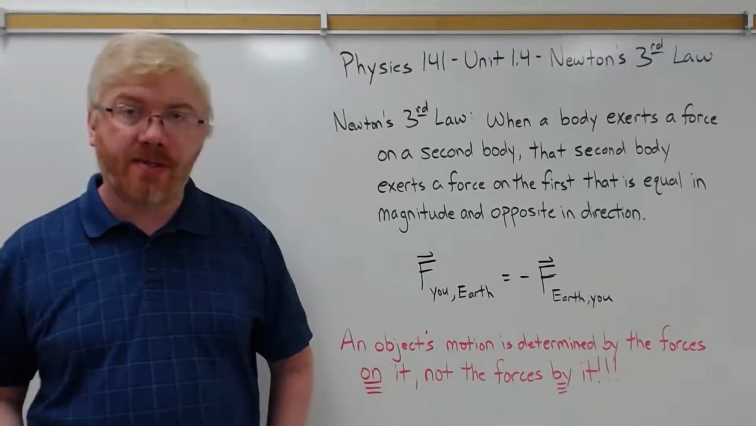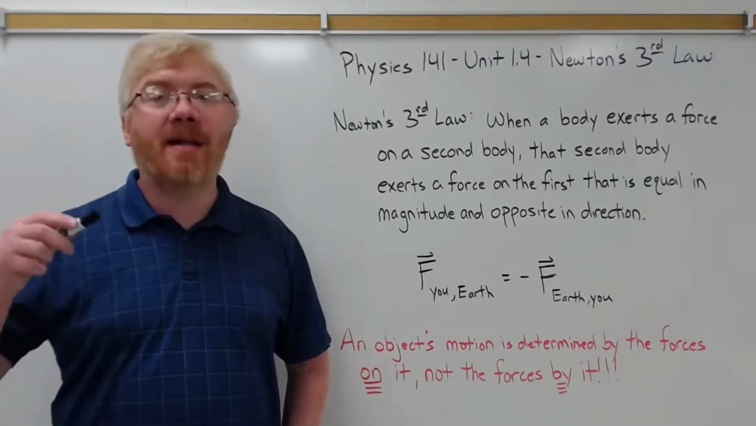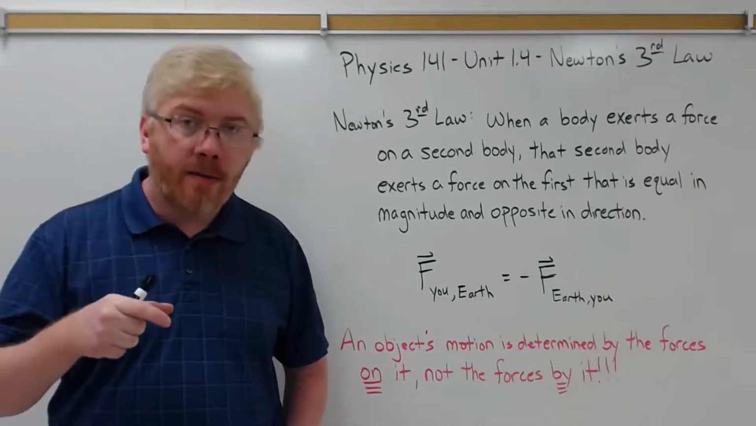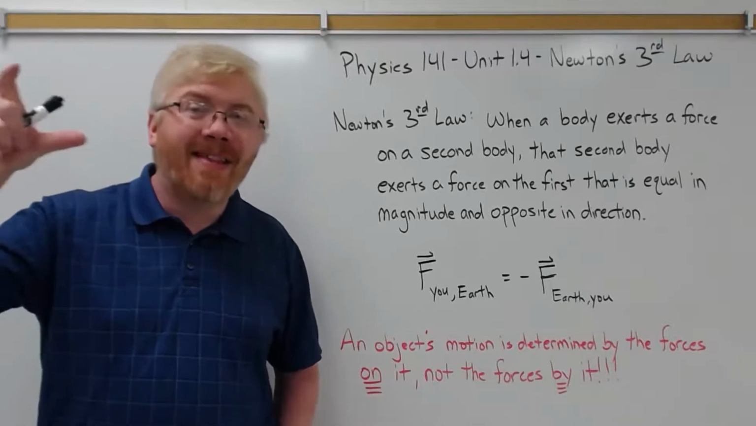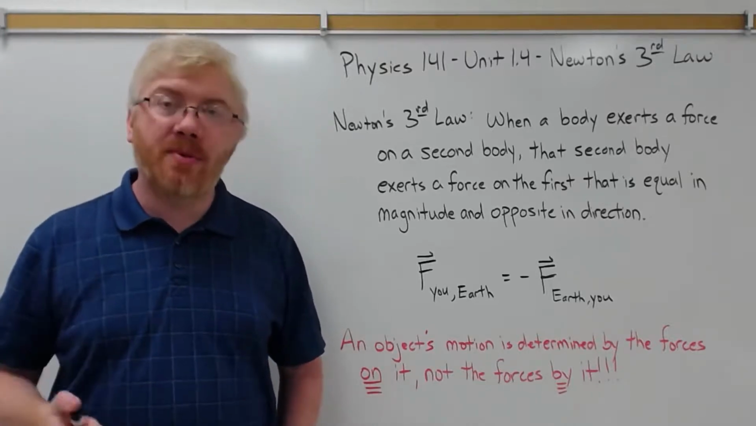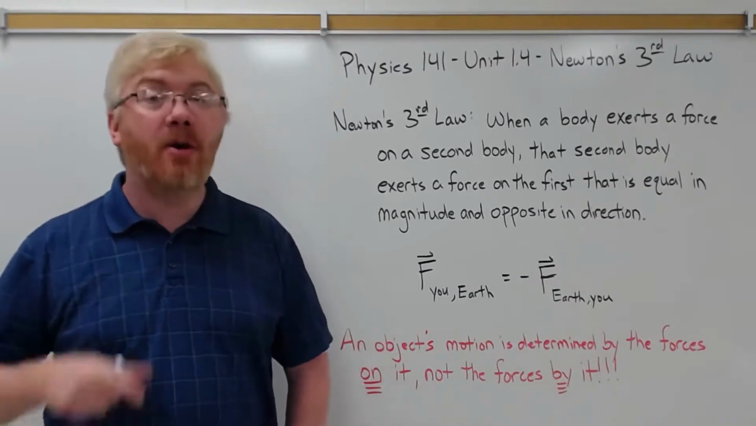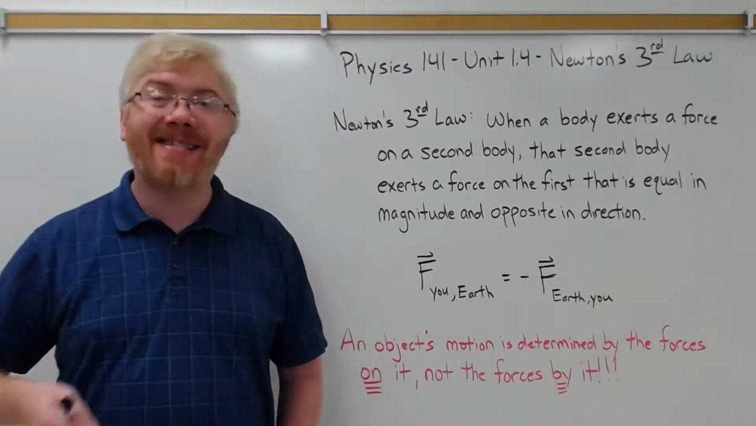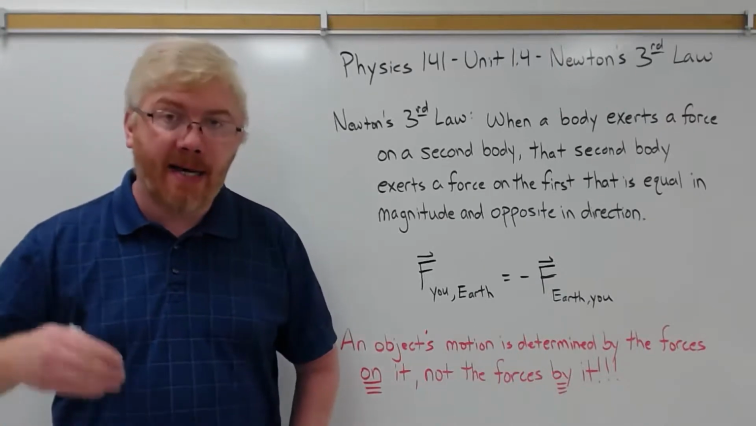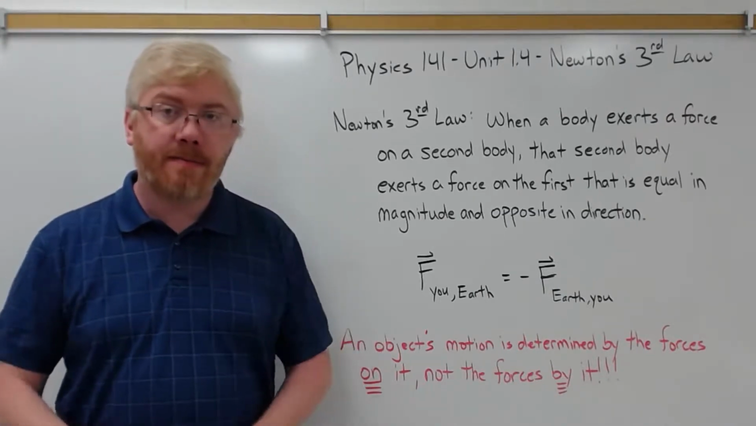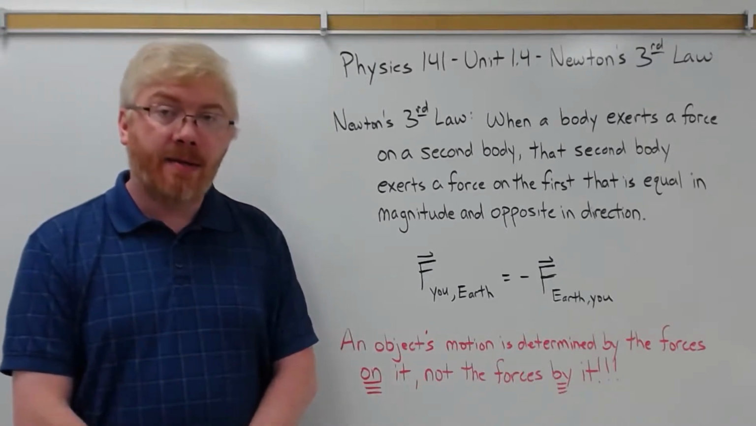on external objects. So for instance, the moon's orbit around the Earth depends on the Earth's pull affecting the moon. The force on the moon from the Earth affects the moon's orbit. The force on the Earth from the moon affects the Earth's orbit. The forces on the object determine the object's motion, not the forces by the object. This is an important and critical distinction to be able to understand.